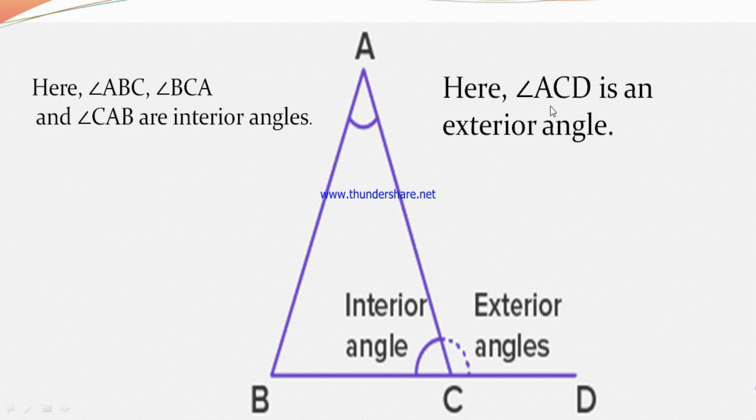Here angle ACD is an exterior angle. Why? Because angle ACD is outside of the figure. So this is called an exterior angle of this figure.